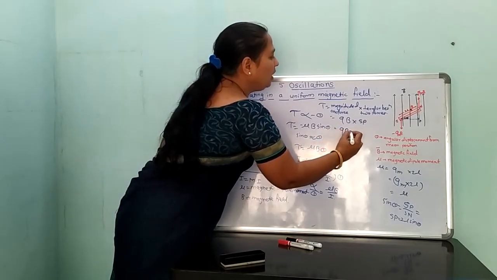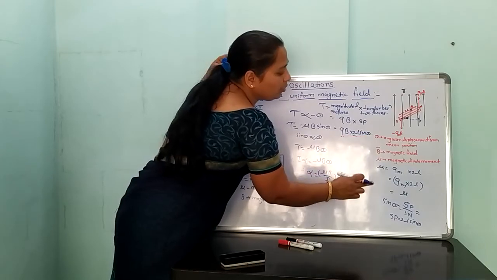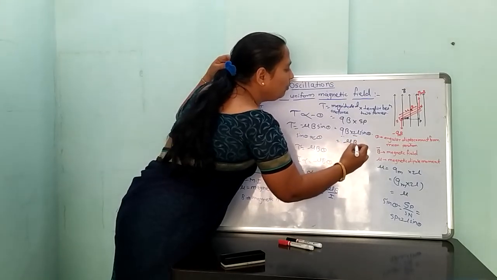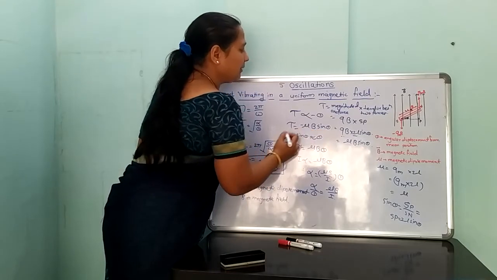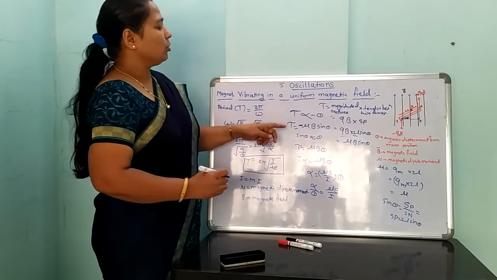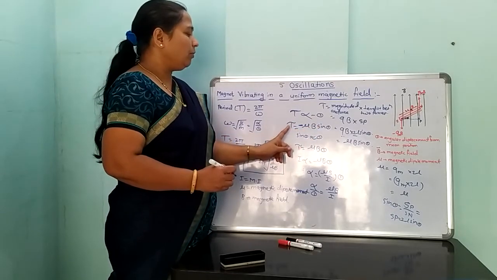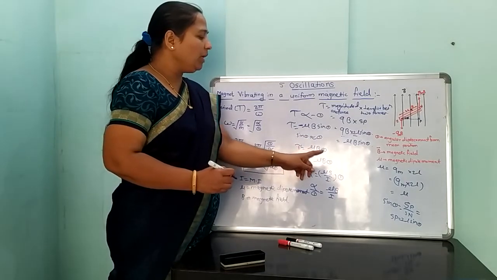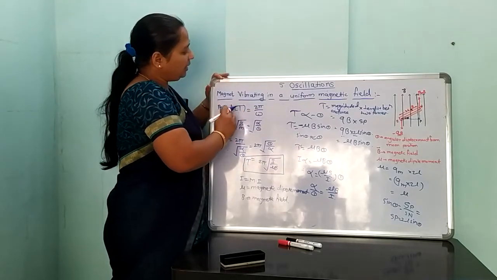Therefore, qB into twice L sin theta. Q into twice L is denoted by mu. Hence torque is equal to mu B sin theta. But it carries a negative sign because torque and angular displacement are in opposite directions. Therefore torque is equal to minus mu B sin theta. Here only the magnitude is considered, because the time period is being calculated.